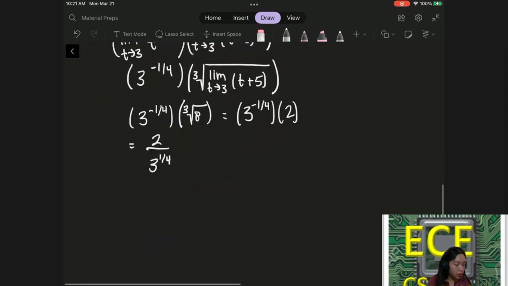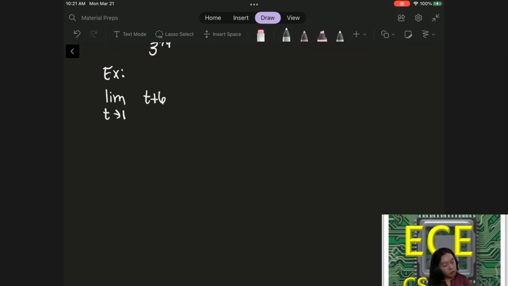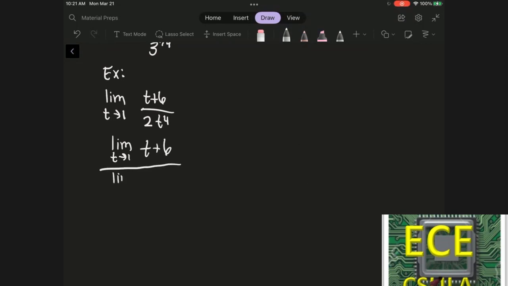Okay, let's do one more example. Sorry, I thought I needed to sneeze. Okay, the limit as t approaches 1 of t plus 6 all over 2t to the 4th. So, first off, I can apply the quotient rule. The limit as t approaches 1 of the numerator all over the limit as t approaches 1 of the denominator.